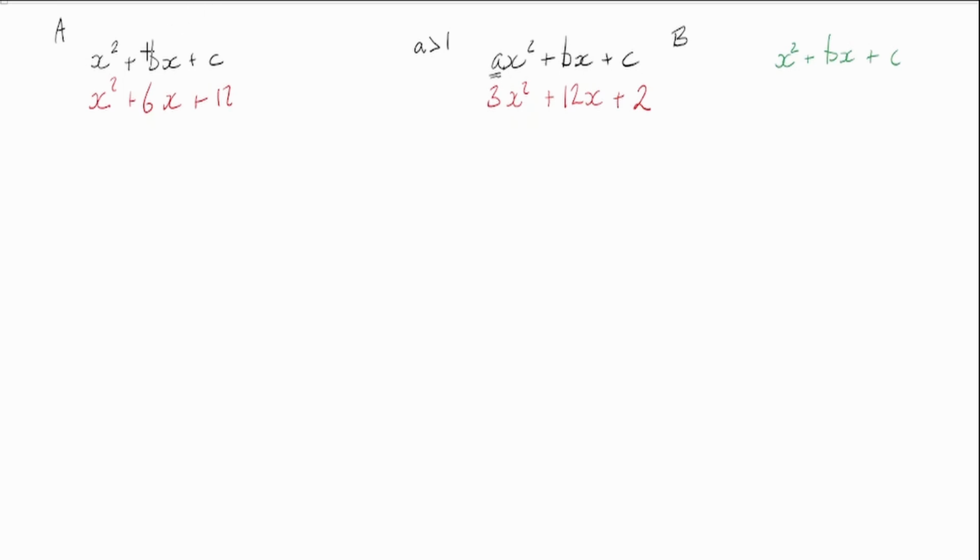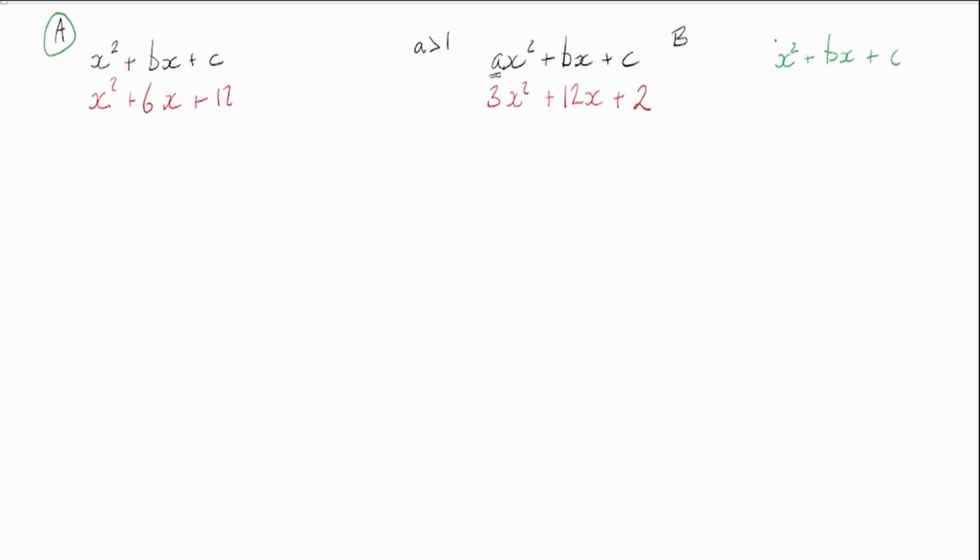Hello everybody, and today this is going to be a revision session for completing the square. I've got two examples for us. Example A is relatively simple because I've got x squared plus bx plus c, here's my example here. Or when I've got a greater than 1. In this case I've got my example where a is 3, but it's more than 1, that's the important thing.